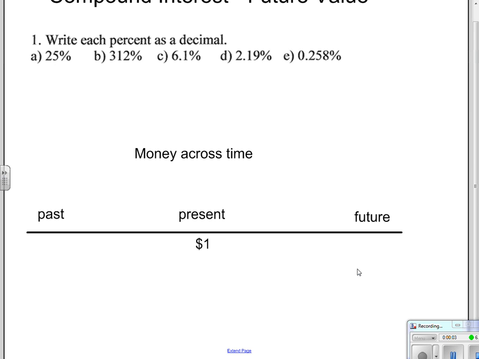Hello, grade 11s. I'm sorry, I miss you today. We're going to fill out this handout together before I give you some textbook questions to work on.